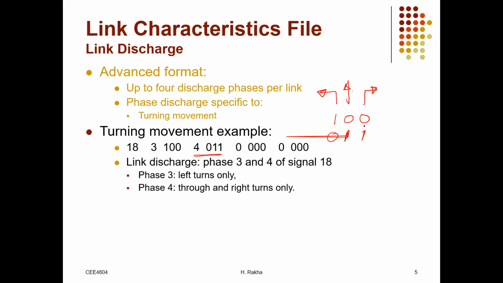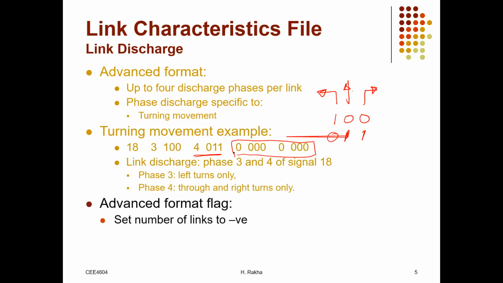And then given that this link can only discharge in 2 phases, all I do is I have to put a 0. So you have to have those entries. You have to complete the 4 entries. But in this case here, you don't have a third phase that it is discharging at. And the movements will be 0, 0, 0. And the fourth phase is 0. And the movements are 0, 0, 0. Any questions on how you'd code this? And this is what we said, that the number of links has to be negative. Any questions?